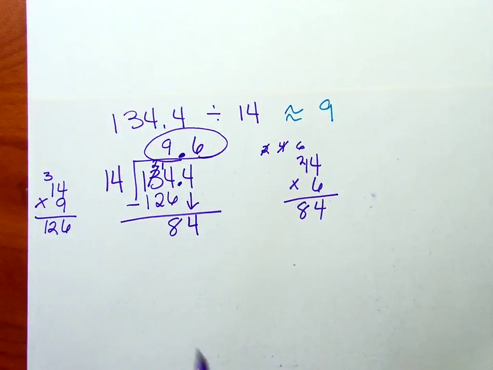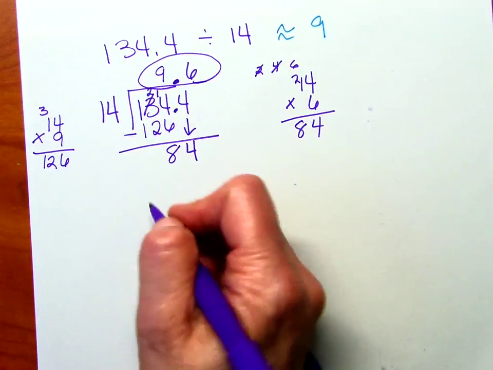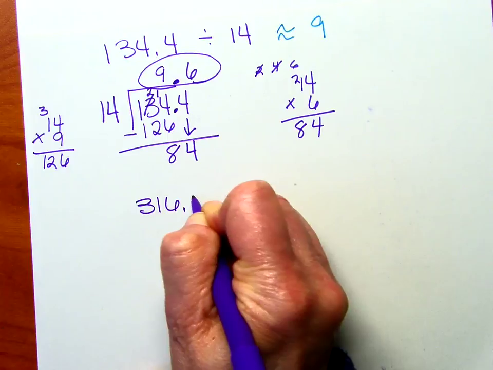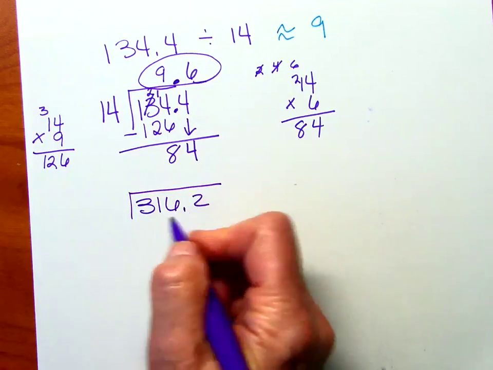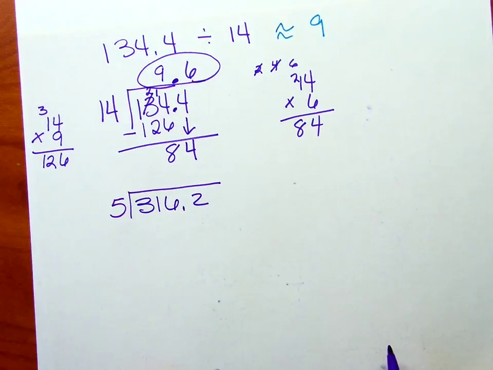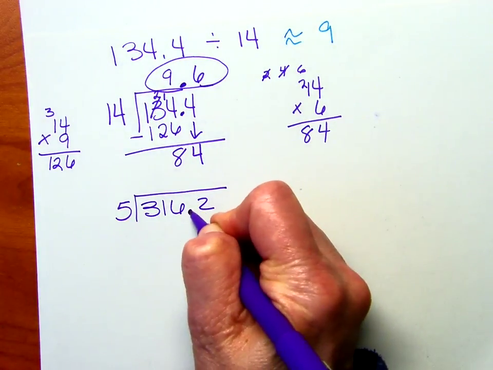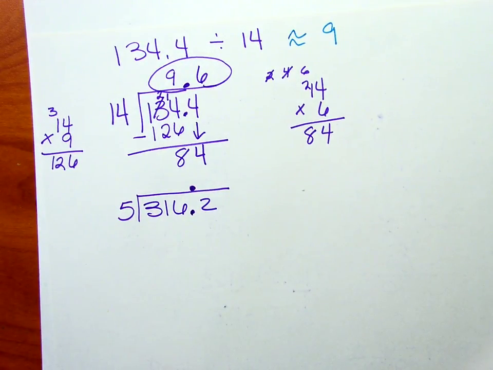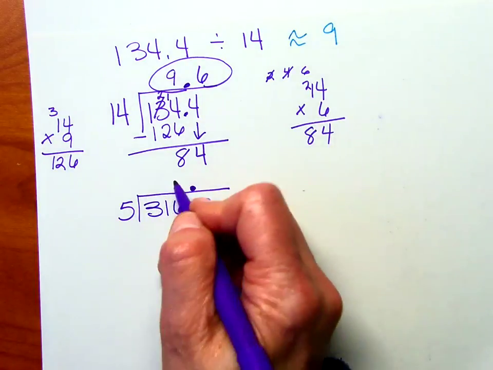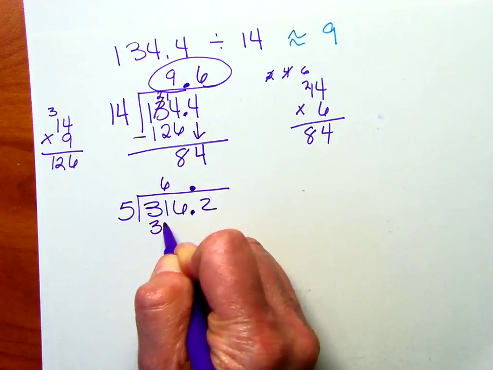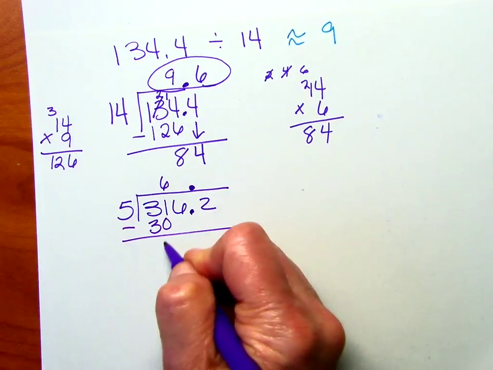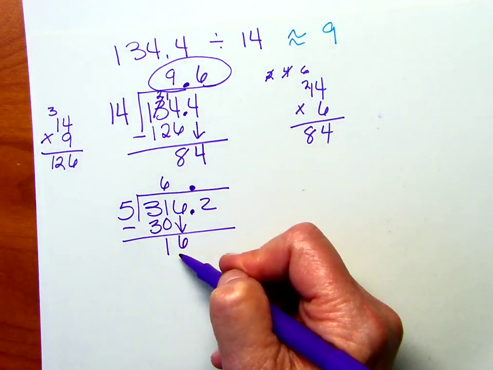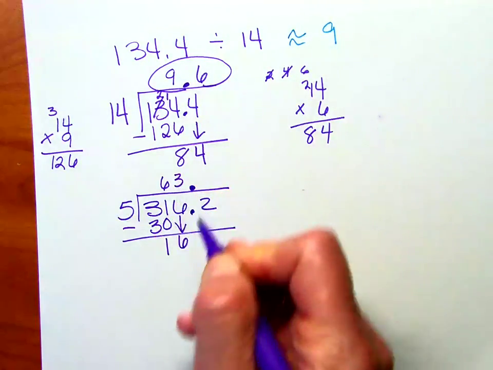All right, let's do another one where our dividend has a decimal point. Let's say we have 316 and 2/10, and we're going to divide that by 5. Because I have a decimal point in my dividend, I need to bring it up. Now I can ignore it. 5 goes into 31 6 times. That'd be 30. I'm going to subtract, and I get 1. I need to bring down that 6. 5 goes into 16 3 times, because 3 times 5 is 15.